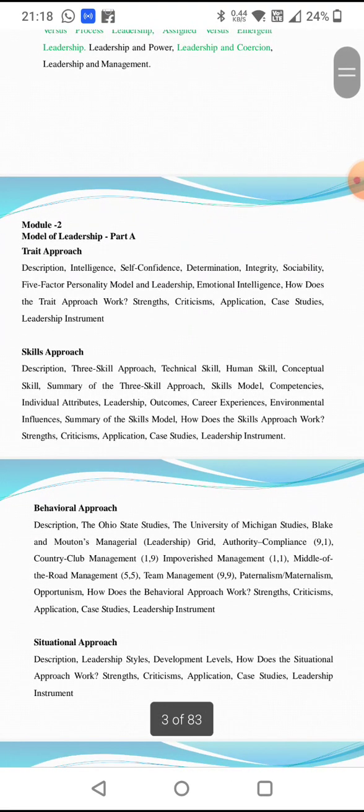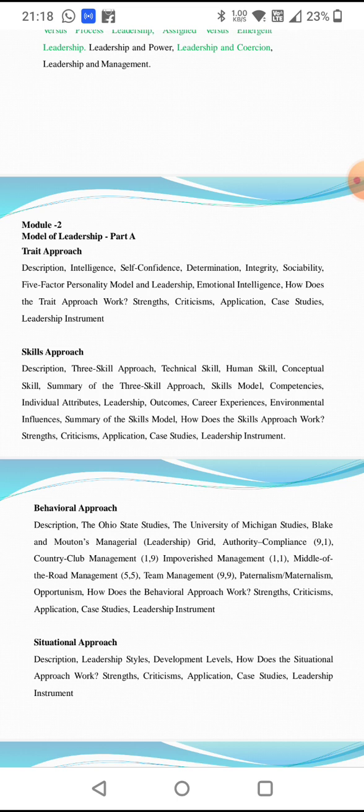In module 2, that is the second module, you will be learning about the different trait approaches, that is, different models of leadership. The first one being the trait approach, wherein you will be learning about the different traits of an individual or a leader. How does it work? The strength, criticism, where do you apply that trait approach, and the case studies involved in the trait approach, as well as the leadership instrument concerned with that particular approach.